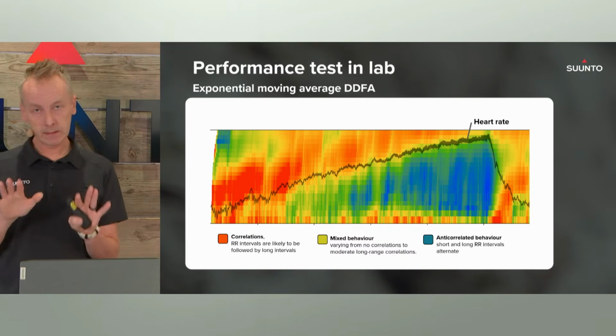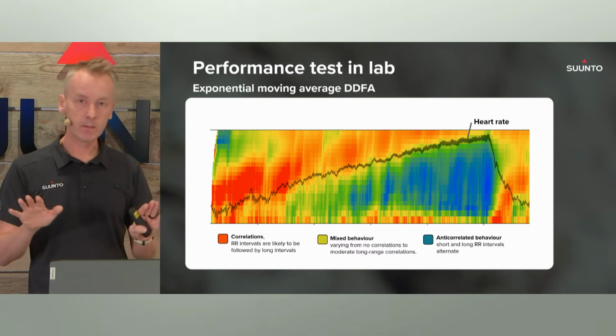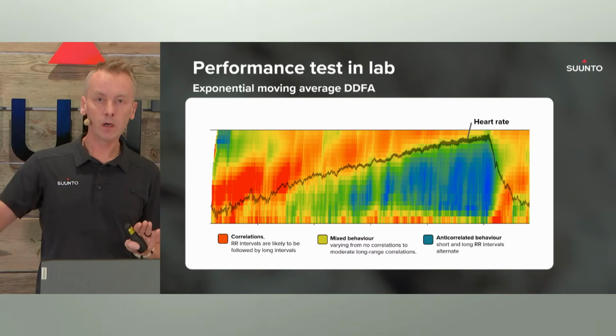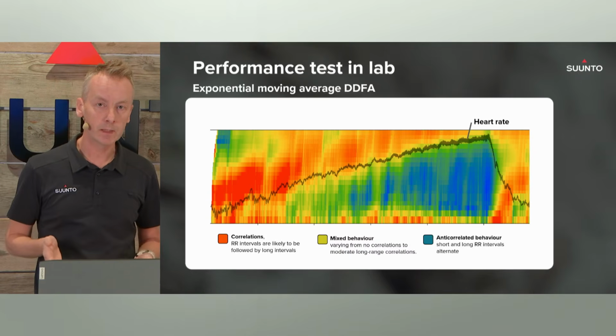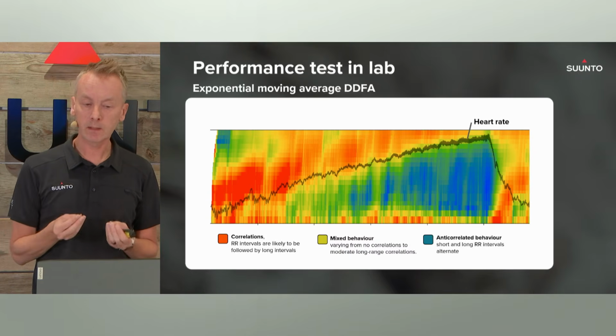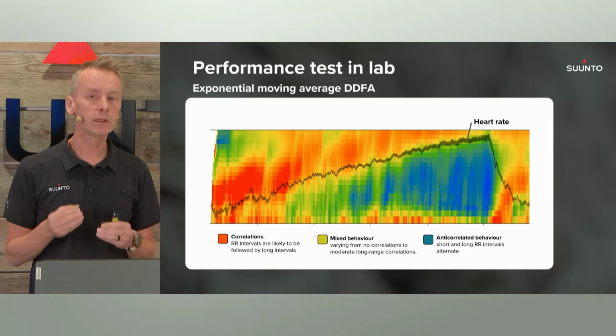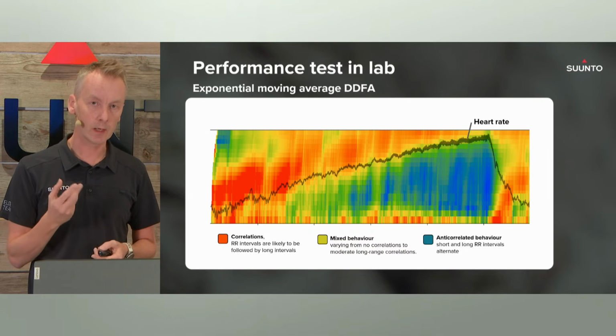And when we look at the intensity levels with this DDFA, we can see that, okay, you go hard, anti-correlated; you go easy, it's correlated. And there's a mixed behavior in between. So identifying this, we don't even need to know what your level is. We just look at whether there is correlation.